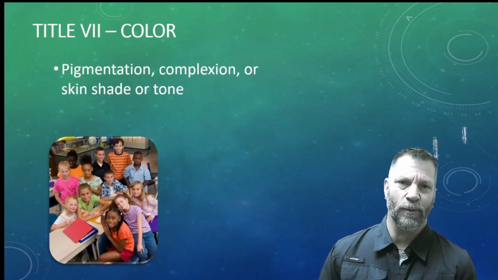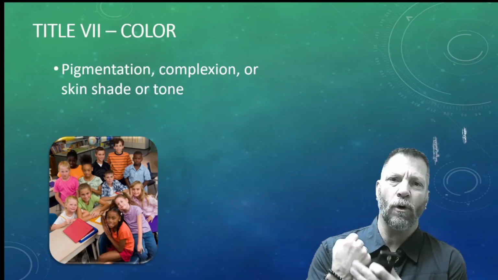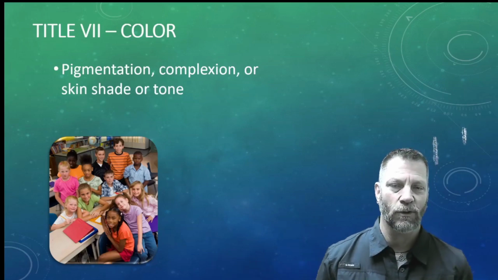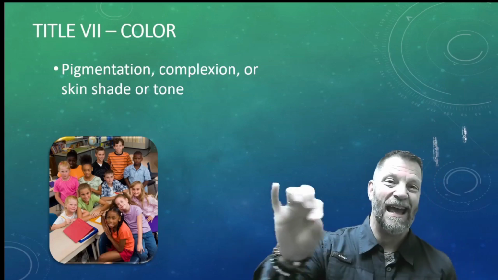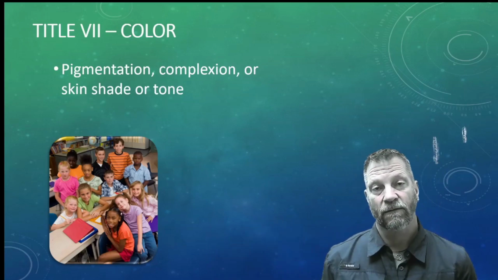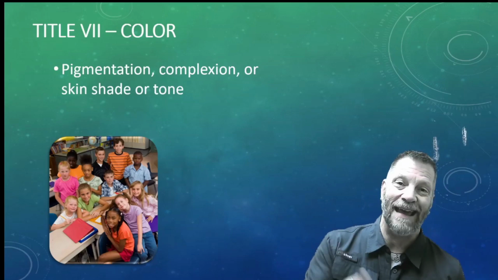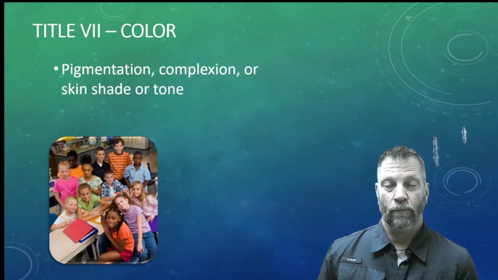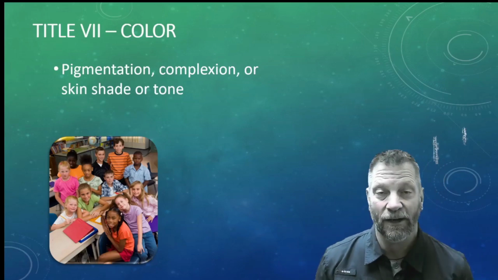Color is the next of the protected categories. Color simply refers to the color of your skin, no more, no less. It's not the same thing as race. It's not the same thing as national origin. These are separate categories because people of the same race can have different skin color. They can be lighter skinned or darker skinned. And some people have been known to use that as a basis of treatment. Hopefully none of us ever would. But the possibility is there, so you need to understand it, okay?